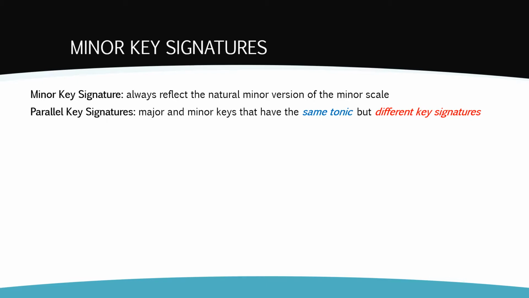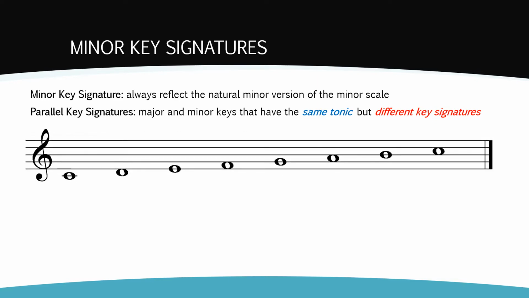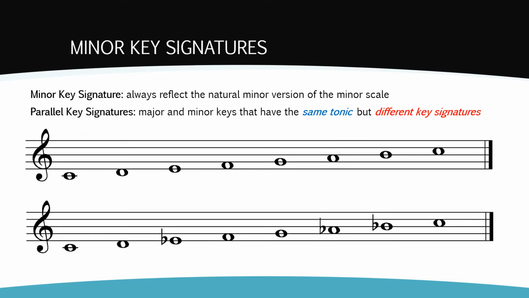Let's look at the C major and C natural minor scales. They both have the same tonic, C, but the key signature for C major has no sharps and flats, and the key signature for C minor has 3 flats. This is an example of parallel key signatures.